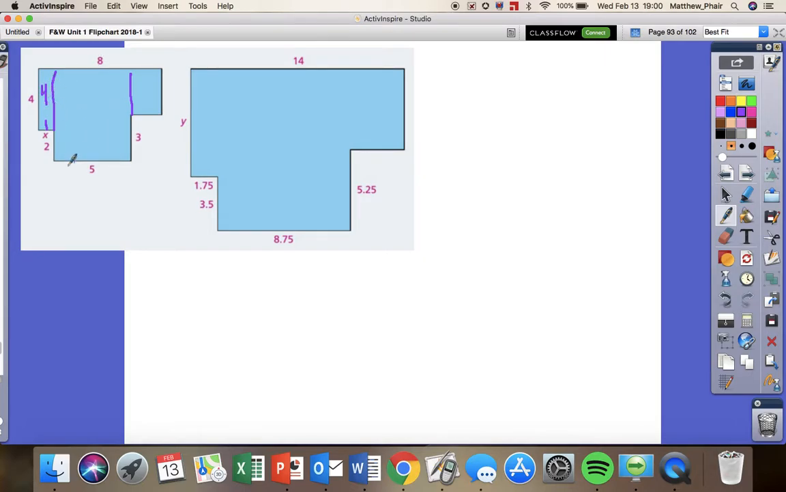In the middle here, I know that the length is 5. And here's where we've got to add some things together. The length here is this value of 2 plus the value of 4, so 6 total. So we have 6 times 5, which is an area of 30.